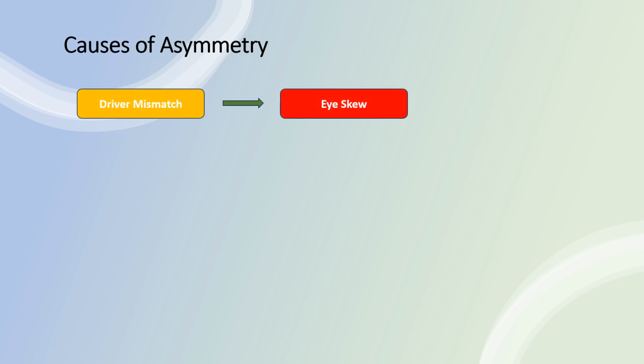Before we discuss the improvements of asymmetry in an eye diagram, let us first discuss the causes of asymmetry. What causes asymmetry in an eye diagram? The first and foremost cause is driver mismatch. Whenever your signal is traveling from your transmitter to your receiver, and there are two transmitters sending the signal to the receiver, if there is no proper length matching, this is going to cause some sort of eye skew, and ultimately eye skew will result in timing errors.